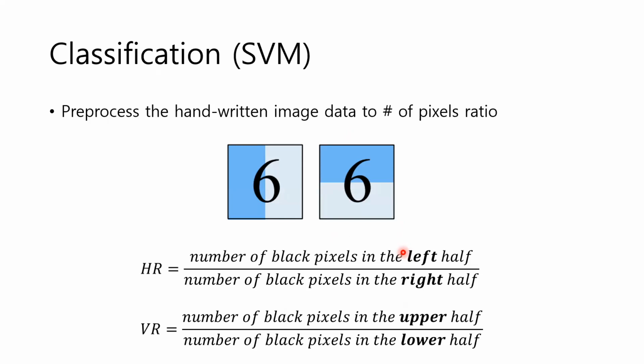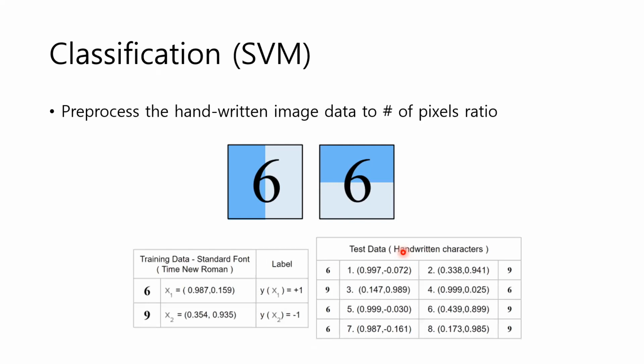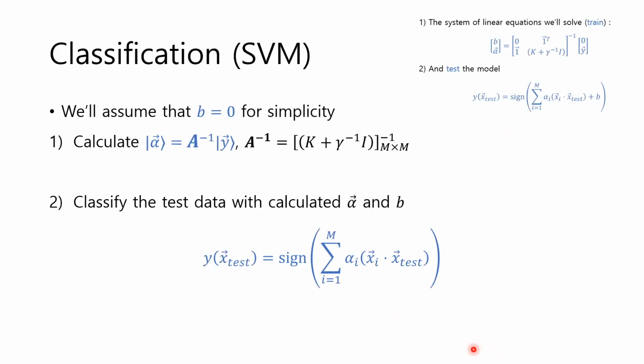I mean, we are just counting the pixels of each area, left half and right half, and calculating the ratio, and using them as attributes of the training data and test data. So this is the result. We have 2 training data for this example and 8 test data. And we will also assume that b equals 0 for simplicity.